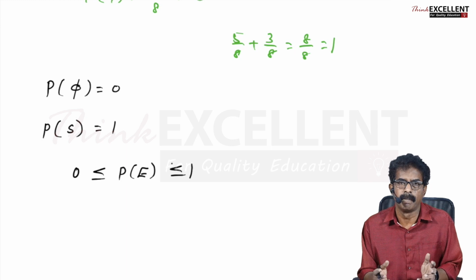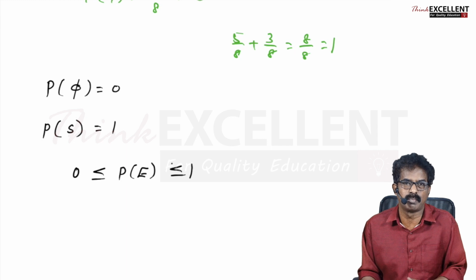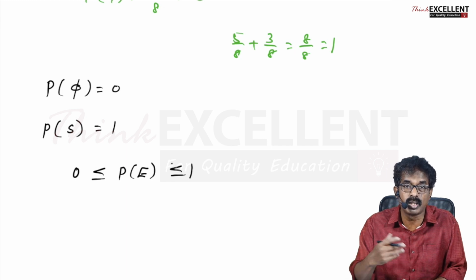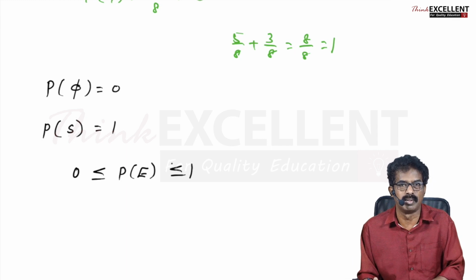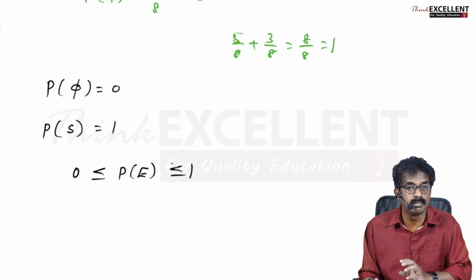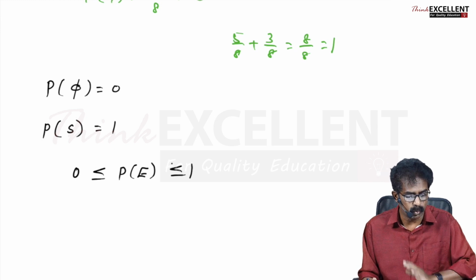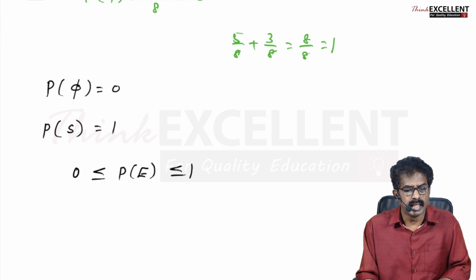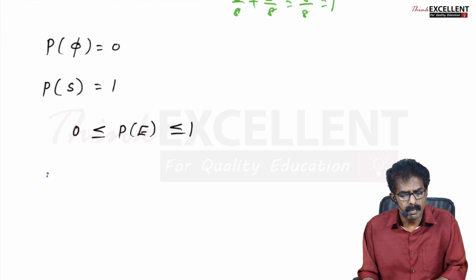Sometimes they give a question: which of the following cannot be the probability? They give some negative number; you say it is not possible. Sometimes they may give a number more than 1; you say it is not possible. So probability always lies between 0 and 1. Then the next one I want to teach you, complementary events.